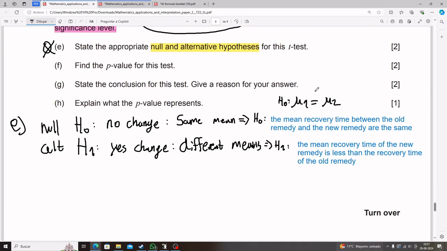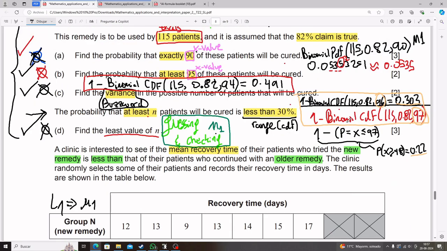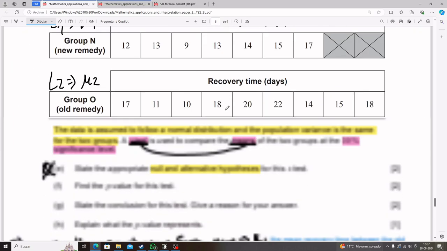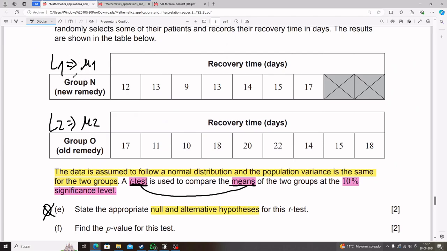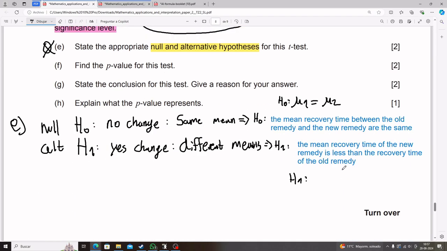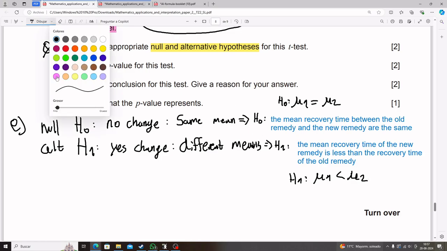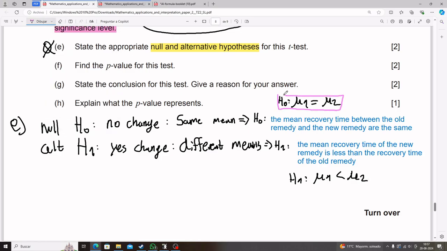Easy peasy. While for H1, if we're talking about the recovery time of the new remedy being less than the recovery time of the old one, which is exactly what it says here, they're testing to see if the new remedy has a recovery time that is less than the old remedy. So that means that, well, new is U1, old is U2. So here you would say that the mean of U1 is less than the mean of U2. All right, so either of these scenarios that I'm now putting in pink will give you full credit. So you either put it like this, or you put it in text like that.